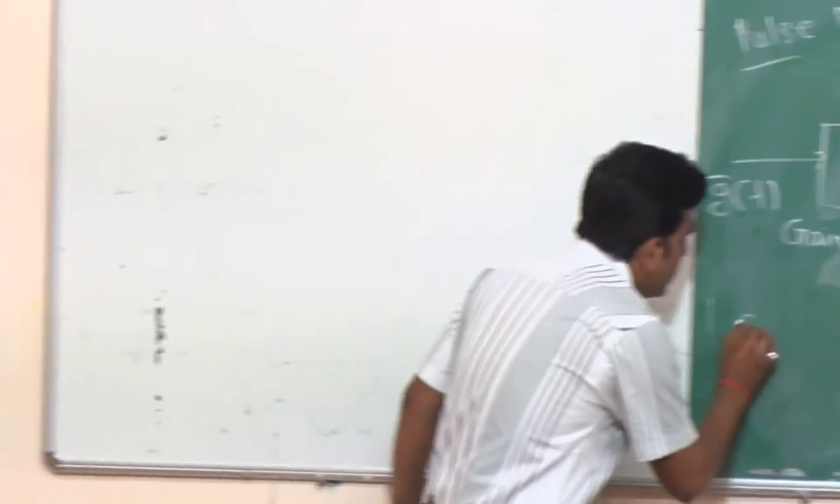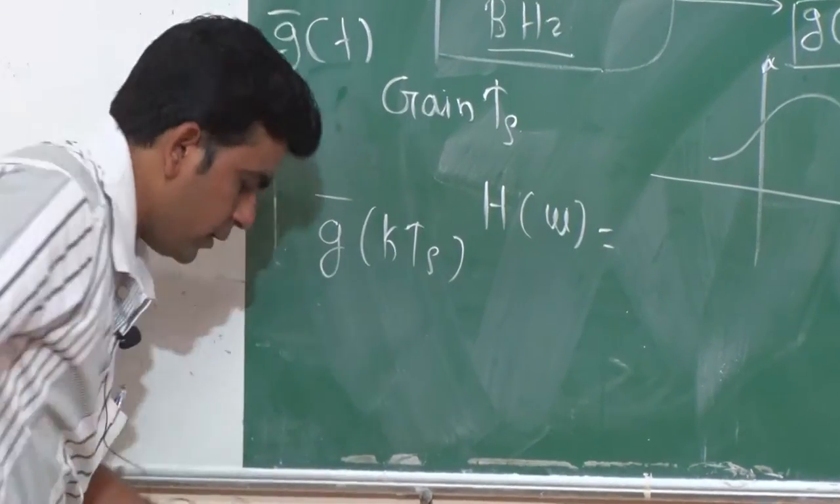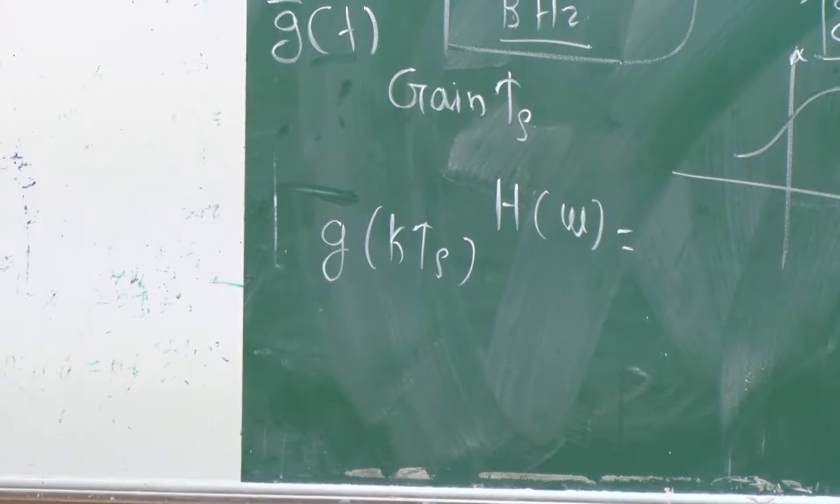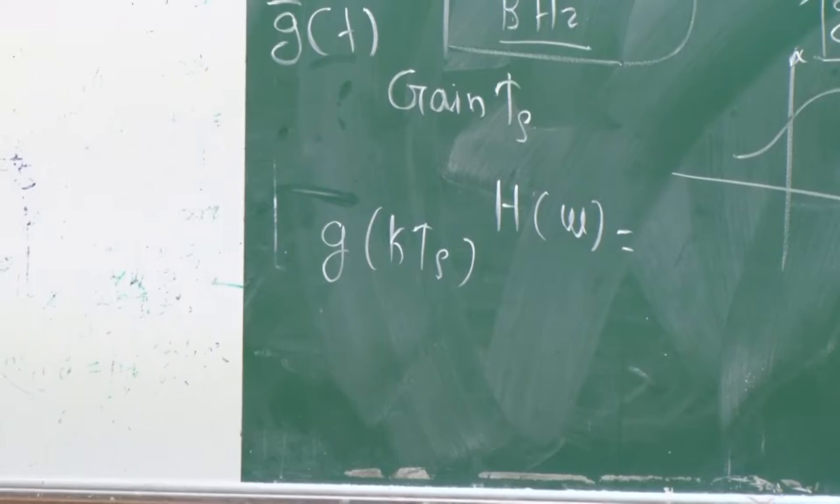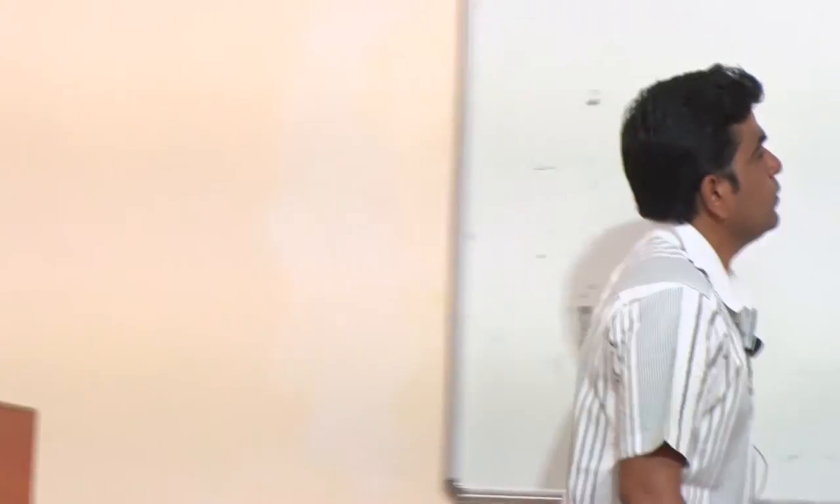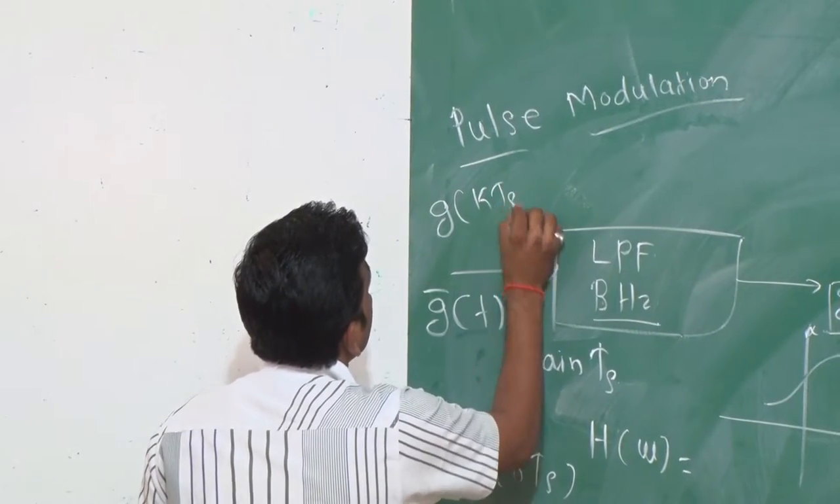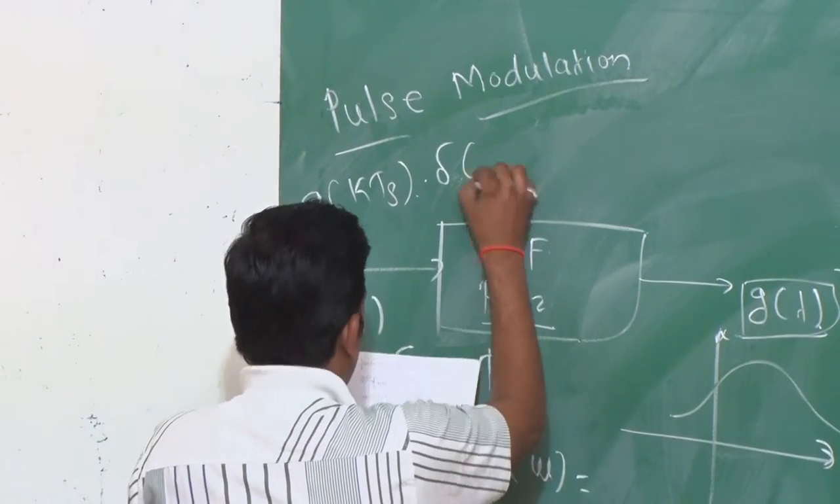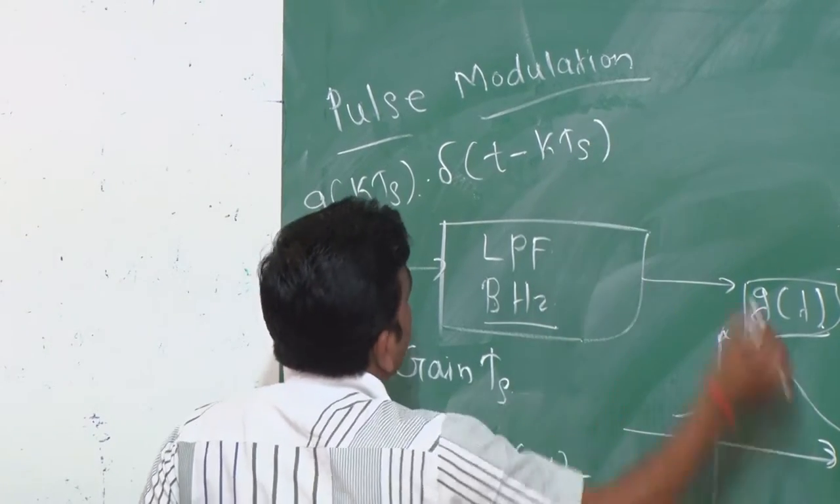Second point, the kth sample is an impulse of strength g of k Ts bar, which is of the value g of k Ts, located at t is equal to small t is equal to k Ts. It can be expressed as g of k Ts into delta t minus k Ts.